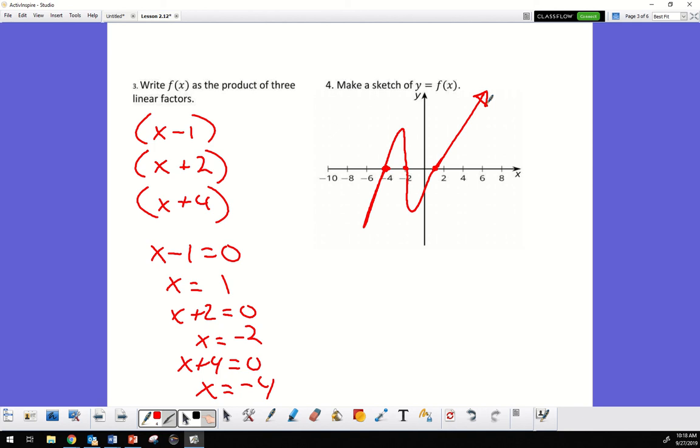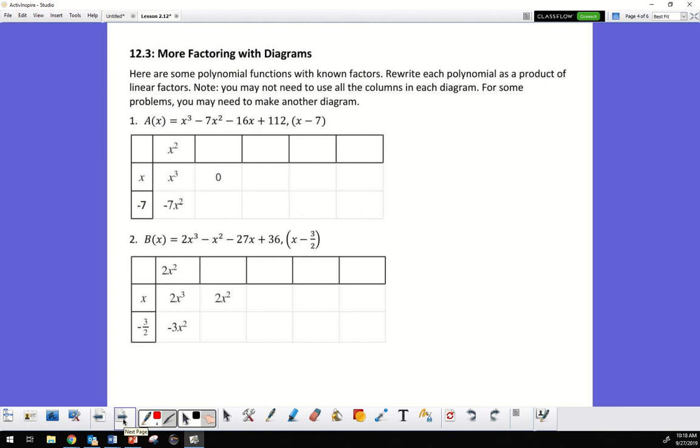Now it should be pretty straightforward. Let's see what we got here. On this one right here, polynomial function with known factors, rewrite each polynomial as a product of linear factors. You may not need to use all the columns in each diagram. For some problems, you may need to make another diagram. Right now, I want you to please do this first and second one. There's several of them on your paper. I'm coming around checking to see how you're doing it.